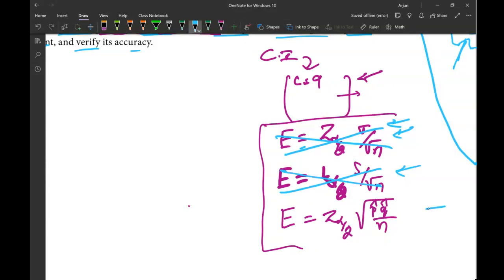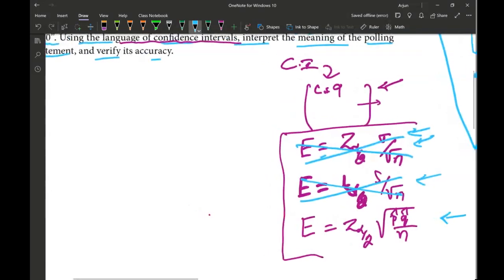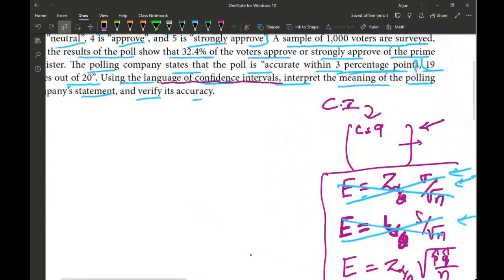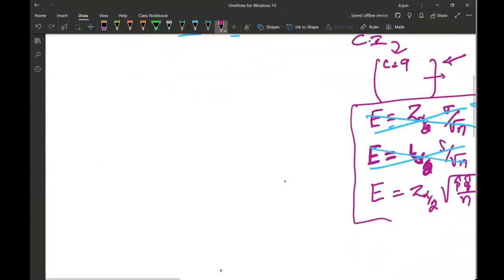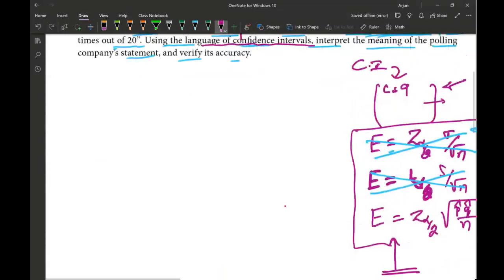Obviously the first two are rejected, so I'm going to select the third one. Another way of looking at this is that you are given a sample proportion. If I see clearly, 32.4% is given to me, so it's a question on proportion. So I figured out that I have to use this formula to calculate the margin of error.